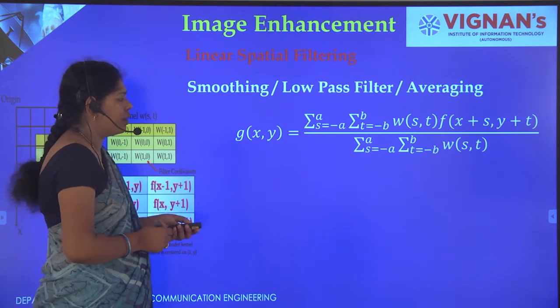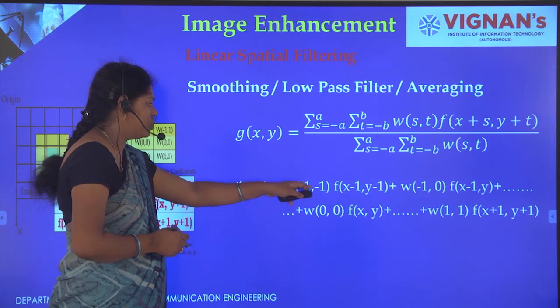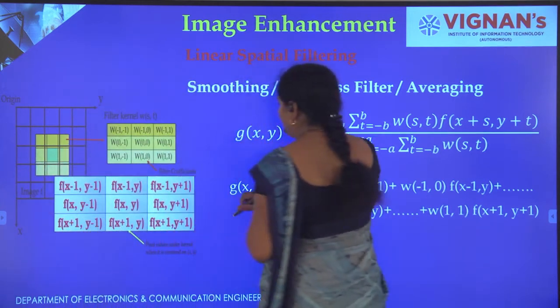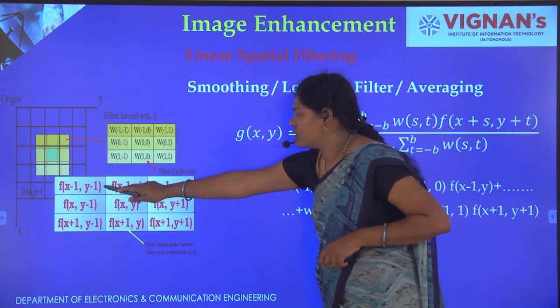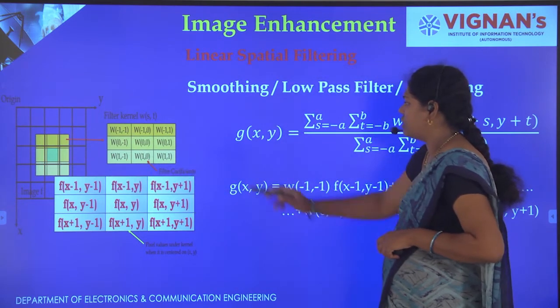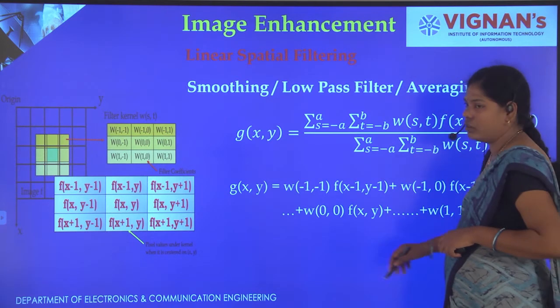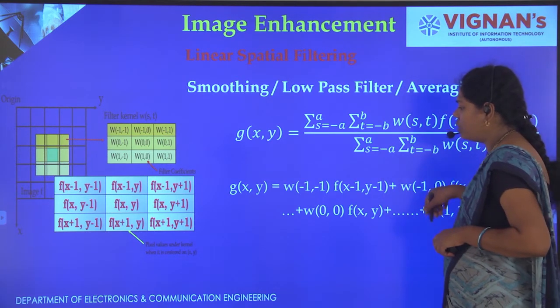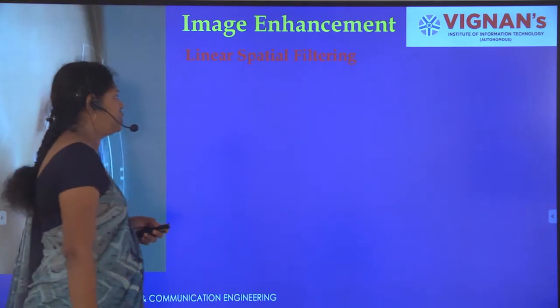That is how we get g of x y equal to W of minus 1 comma minus 1 into f of x minus 1 comma y minus 1, and so on. The first element is multiplied with the first element, the second element with the second element, and in the end all the pixel values are multiplied, and the center element is modified with g of x y.